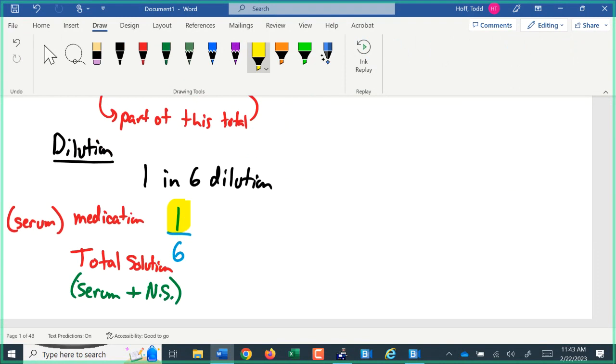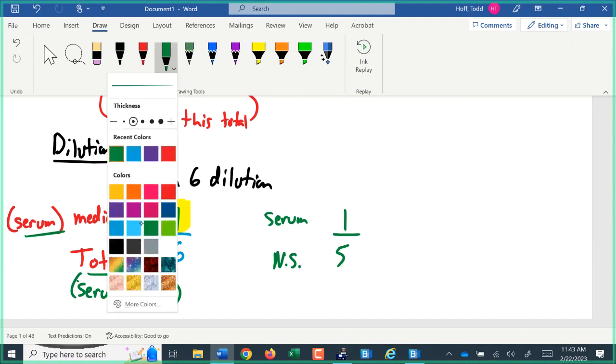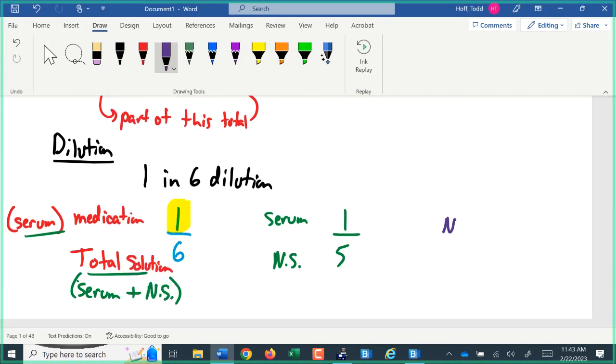So because of this, we can create other ratios from that ratio. This is the ratio of serum to total, the 1 to 6. If we wanted the ratio of serum to sterile water, or NS, it would be 1 to 5. Because 6 total units minus 1 unit of serum gives us 5 units of sterile water that is dissolved in. And then a little bit less common, but still often useful, is the ratio of saline, NS, to total.